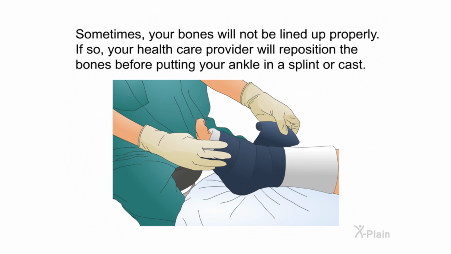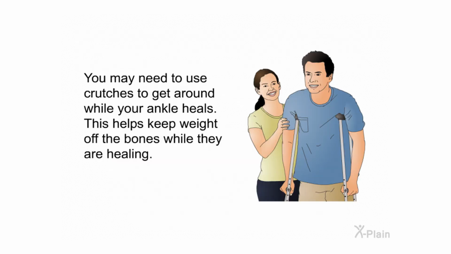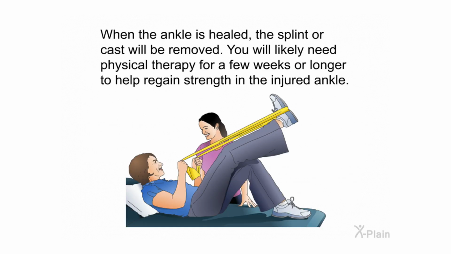Sometimes your bones will not be lined up properly. If so, your healthcare provider will reposition the bones before putting your ankle in a splint or cast. You may need to use crutches to get around while your ankle heals. This helps keep weight off the bones while they are healing. When the ankle is healed, the splint or cast will be removed. You will likely need physical therapy for a few weeks or longer to help regain strength in the injured ankle.